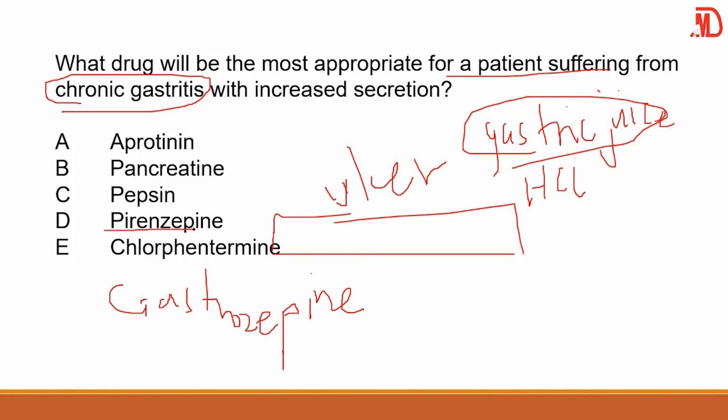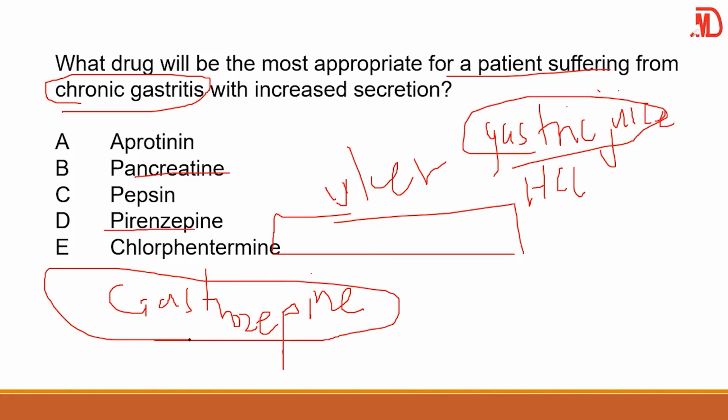So please, you know of pancreatin, so don't let us go there. You know of pepsin too. But over here, we are dealing more with gastrozepine or pirenzepine. You know how you pronounce it. We'll move on. So over here, we are dealing with D. It also helps to reduce muscle spasm in the stomach.